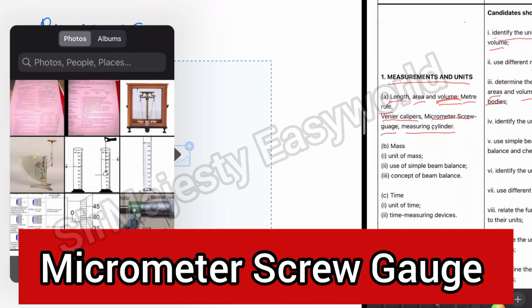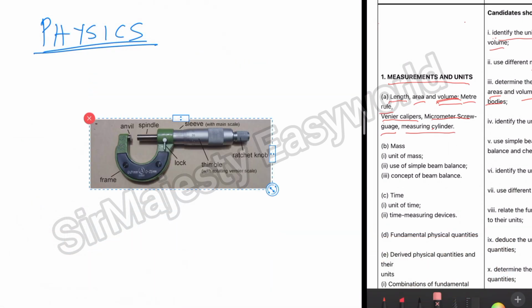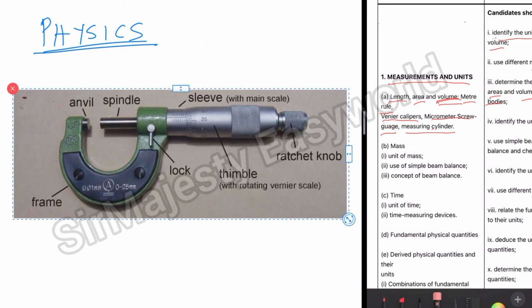Now, what's a micrometer screw gauge? Look at this. Assuming you are told to measure things that are in the order of micrometers, for example, the thickness of a pin. You can't use a ruler to do that because it's too thin. Also, your vernier caliper can't do it. That's what gives rise to micrometer screw gauge. It gives you very, very thin readings.